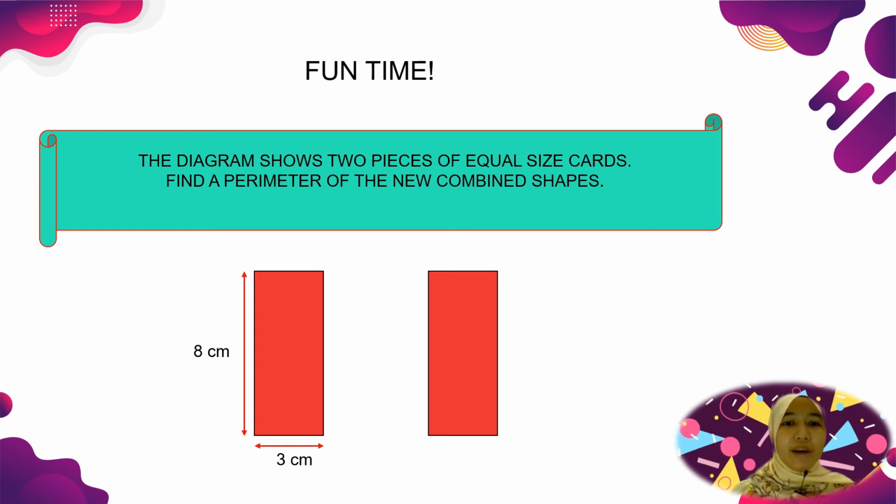Okay, let's have a fun time together. The diagram shows 2 pieces of equal size cards. Find the perimeter of the new combined shapes. You need to do this activity on your own. You are required to create new combined shapes using these given cards.